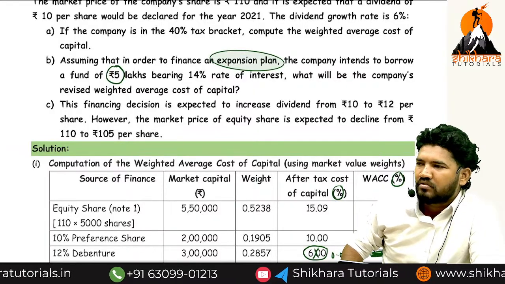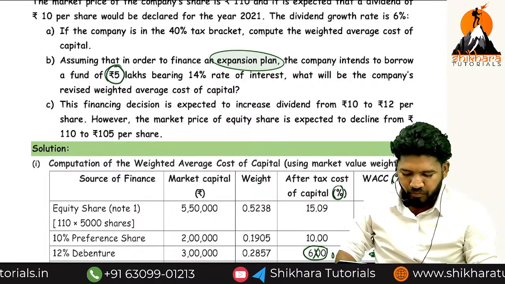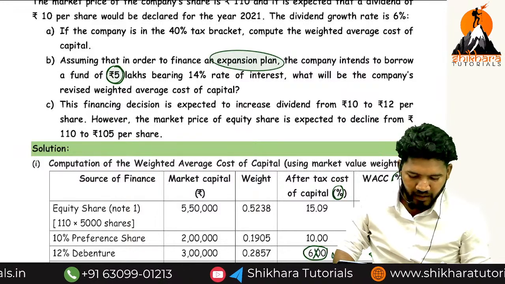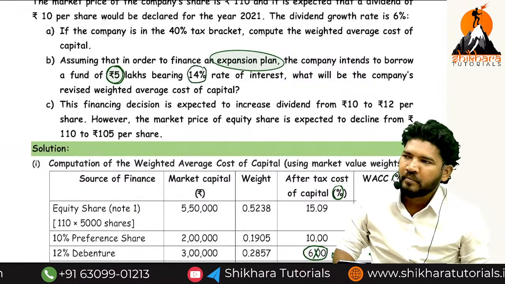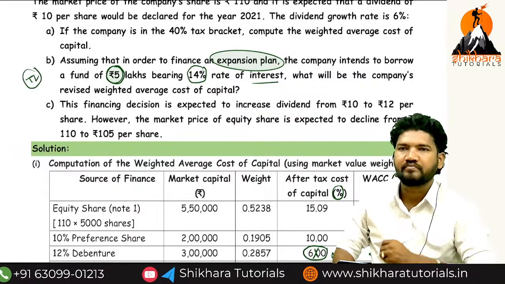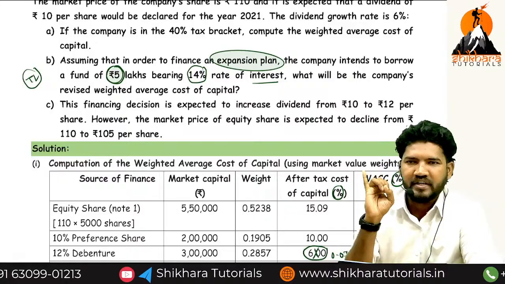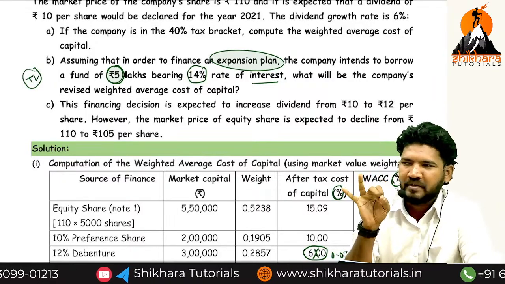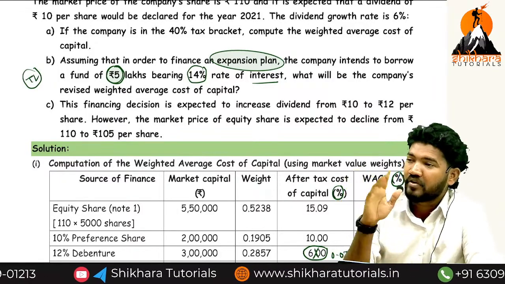Yes or no? For this 5 lakh, free of cost, you procured? No, with the help of 14% interest rate. Can I name it a term loan? Now, equity share capital is there, preference share capital is there, debenture is there, term loan is there.